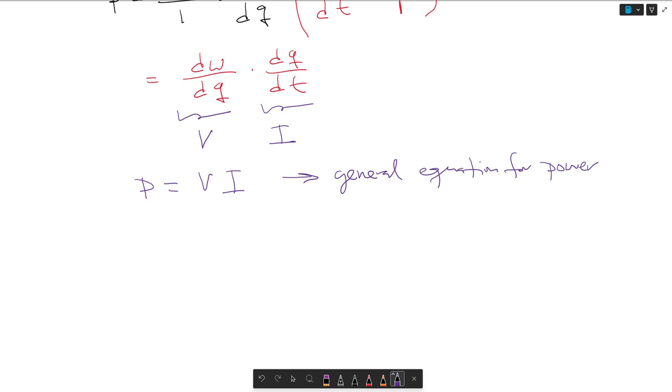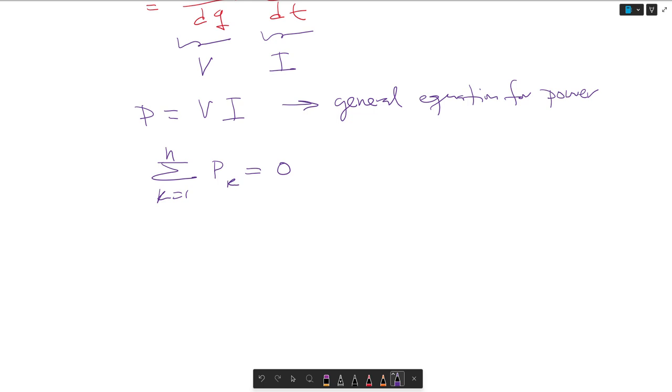And again, a general rule of thumb is that, given all elements in an entire circuit, the sum of power, the sum from k equals 1 to n of P_k, is always going to be 0.